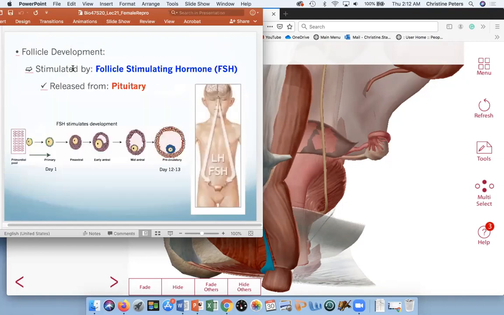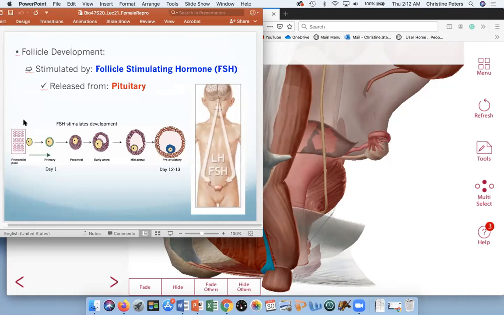All right, next we're going to look at follicular development. Again, this is going to start when a female reaches puberty. She's going to be born with what we call primordial follicles in essentially an egg nest. They actually call it an egg nest inside the ovary, and that'll be in the cortical layer of the ovary.